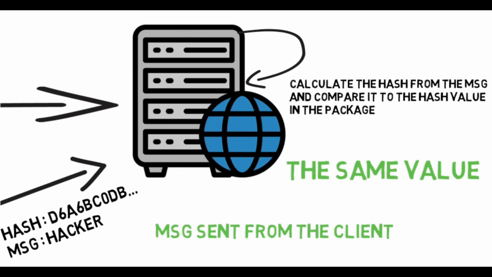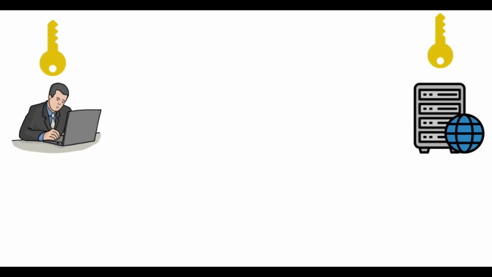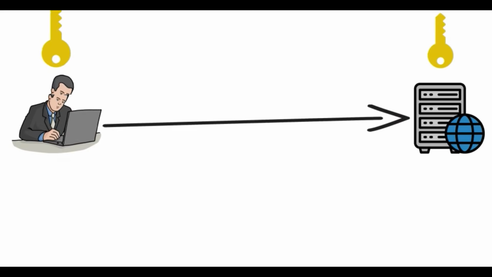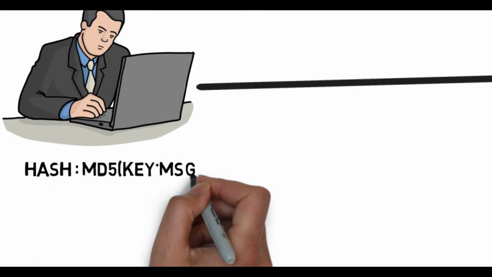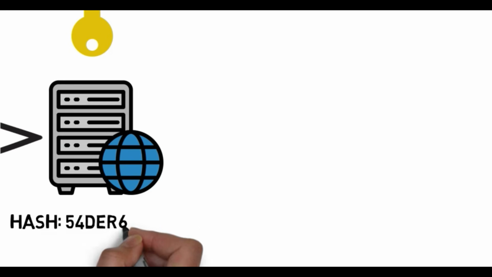But that's not true. To fix this problem, the server and the client, before even exchanging messages, need to establish a key. This key will be known only by the client and the server. We're going to talk about how this key is going to be established later on in this course. And then when the client sends the message, the hash calculation will be the key plus the message. Then the client sends the message and the hash value without the key.